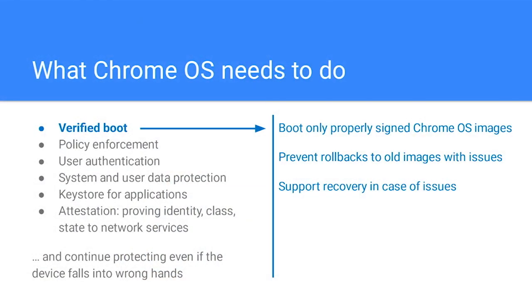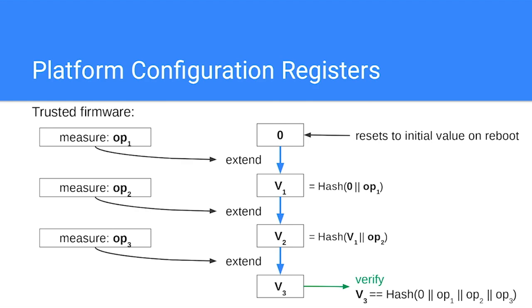And this is the one, to remind, where we want to boot only properly signed Chrome OS images, and we want to prevent rollback to images with known vulnerabilities. From the hardware root of trust point of view, it uses a couple of interesting features provided by this hardware root of trust. One of them is the so-called platform configuration registers. And a platform configuration register is actually a register, like you all know what a register is, which stores data.